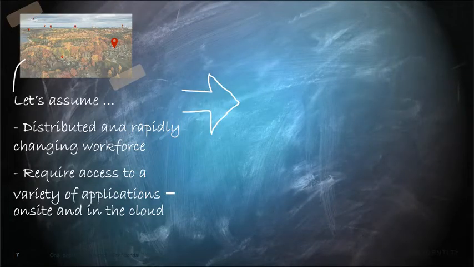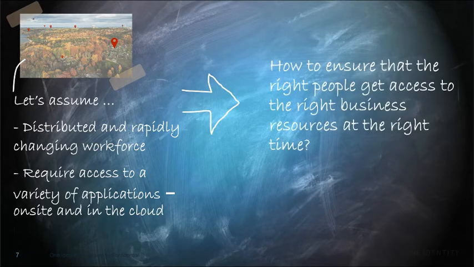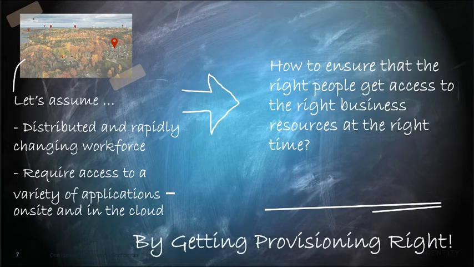So if we take the assumption of distributed and rapidly changing workflows, that is one of the issues you have to encounter. They require access to a variety of applications, both on-site and in the cloud. The big question is, where does provisioning come into play? What provisioning does is ensure that the right people get the right access to the right business resource at the right time. And how do you get that? By getting your provisioning right.